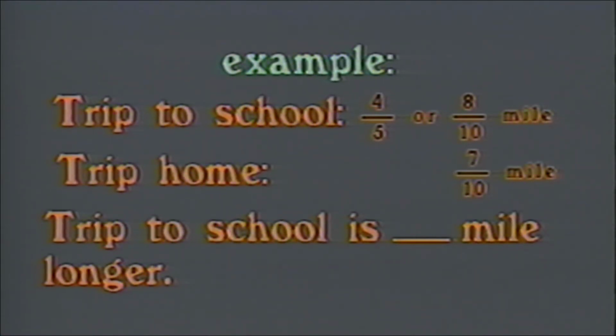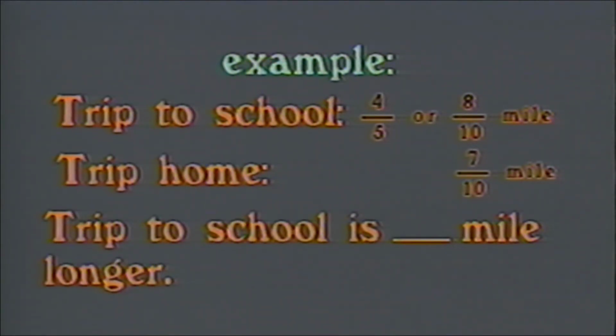I got another question for you. Remember the trip to school we talked about earlier? Yes. The trip to school was 4/5 or 8/10 of a mile. The trip home was a shortcut, only 7/10 of a mile. Okay. How much longer was the trip to school than the trip home?